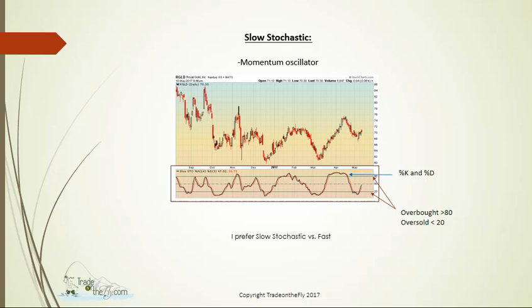I prefer using the slow stochastic versus the fast stochastics simply because the way that it's calculated, it makes it a smoother indicator to use. The fast will tend to be more choppy and have more back and forth, and I just personally prefer the smoothness that I see in using the slow stochastics. So no right or wrong, just personal preference there.